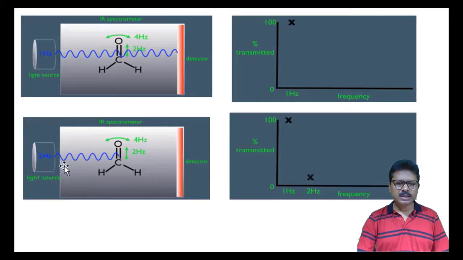Now when this IR radiation having 2 Hz tries to pass through this sample, as the stretching vibration of this carbonyl group is 2 Hz and the frequency of this IR radiation is 2 Hz, this radiation will be absorbed by this carbonyl group and no IR signal will fall on the detector. So if we plot this situation, we will get a particular point with respect to this 2 Hz frequency and here we will get a falling edge of the spectrum.